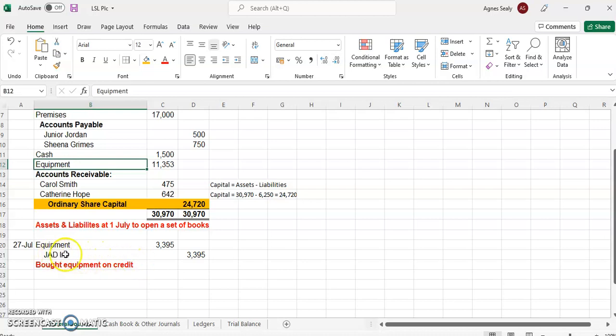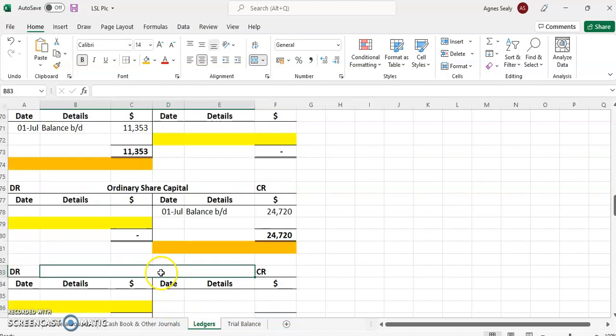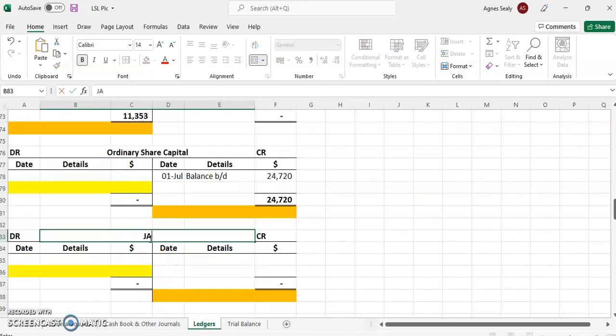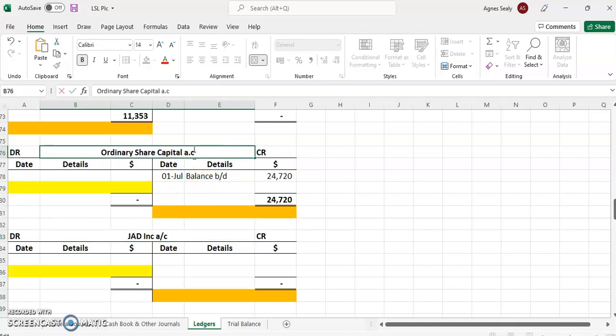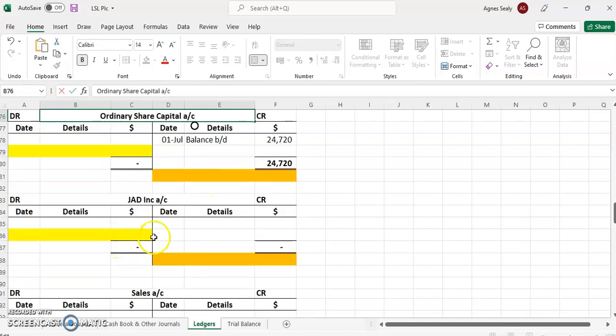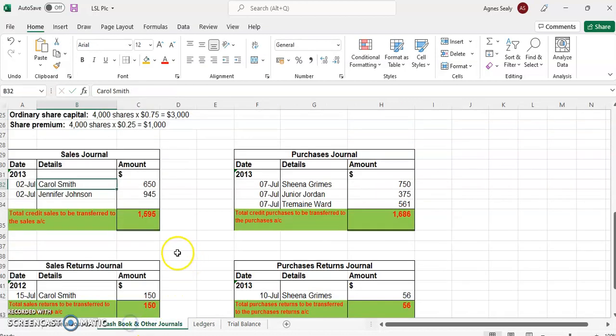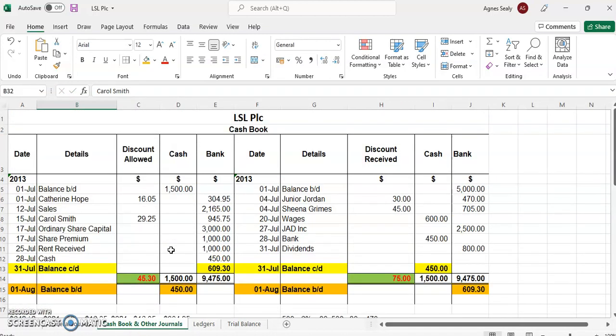This is a creditor. We would have bought equipment from them on credit. So we're going to do an account for JAD Inc. There's no balance in the account, so you don't have to worry about that. So after we've picked up those accounts from the general journal, we will then go to the cash book.